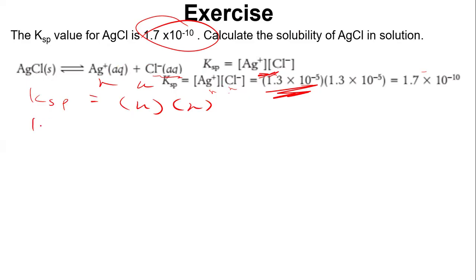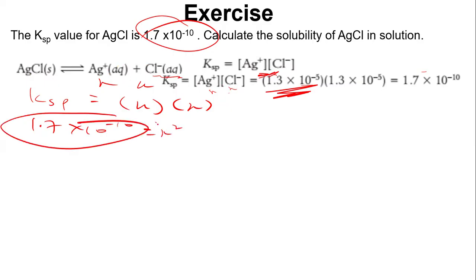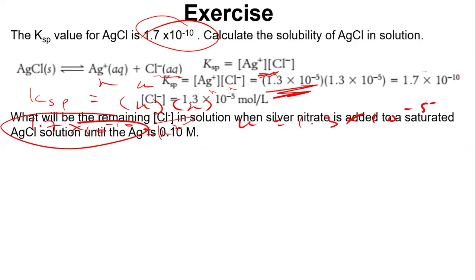So I'll get 1.7 times 10 raised to the power negative 10 is equal to x squared. So we just find the square root of this side. You get x is equal to 1.3 times 10 raised to the power negative 5. So that is it, right? That's the solubility.